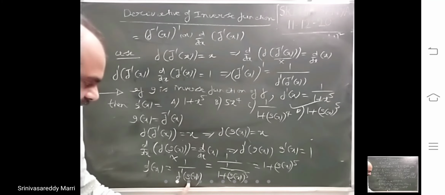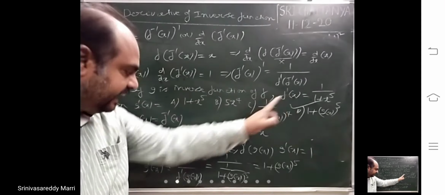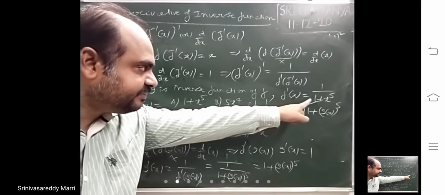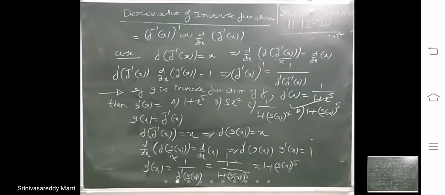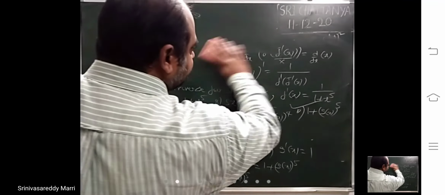Look at this: it is 1 by f dash, so f dash of 2 means here you will substitute 2. Like that, f dash g of x means in place of x, g of x. Like that, whenever you need the derivative of an inverse function, first use this. From this we have to proceed. Look at another example.